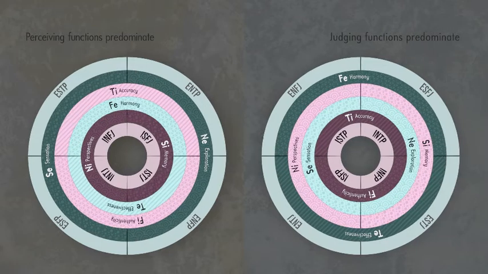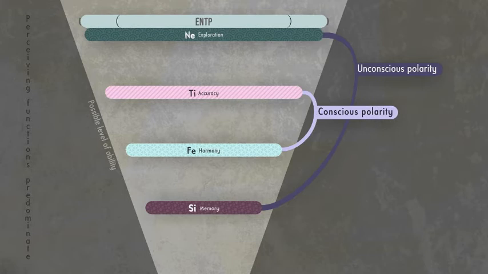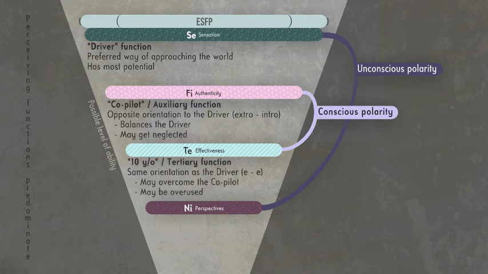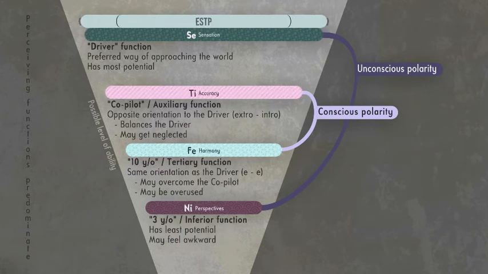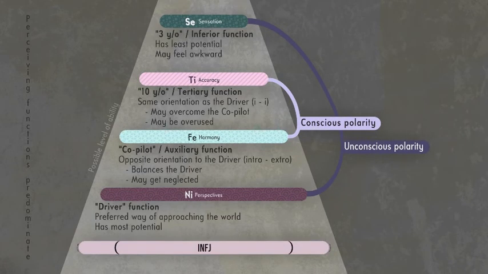The function stack order is read starting from the chosen personality type. The nearest function is the strongest and is called the driver by the Personality Hacker. Personality Hacker calls the other 3 layers Copilot, 10-year-old, and 3-year-old respectively. The function on each passing layer is weaker than the previous. For the opposite types, the reading order of the stack is reversed. There are 2 distinctions to be noted here.